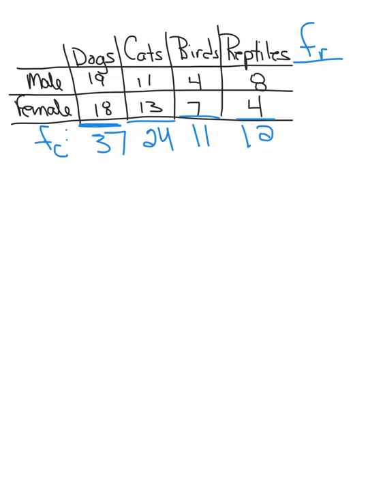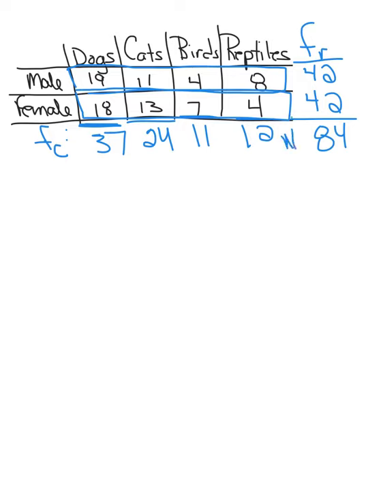We're basically going to add up all of the scores in each of these rows. So 19 plus 11 plus 4 plus 8 is 42. And then 18 plus 13 plus 7 plus 4 is also 42. If we add up 42 plus 42, it's 84. If we add up 37 plus 24 plus 11 plus 12, it's also 84. So 84 is our N, our total sample size.